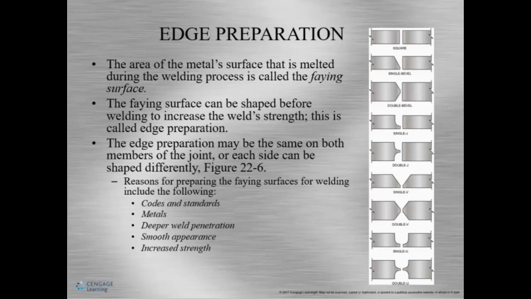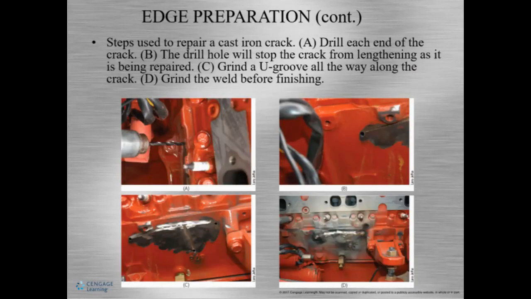An edge preparation can be made on one side or both sides. So this would be an edge preparation on one side. This would be an edge preparation on both sides of the members. Okay, so edge preparation also allows the weld to have proper penetration, have the correct appearance, make the weld stronger, and in some cases, codes and standards require particular edge preparation to get complete joint penetration.